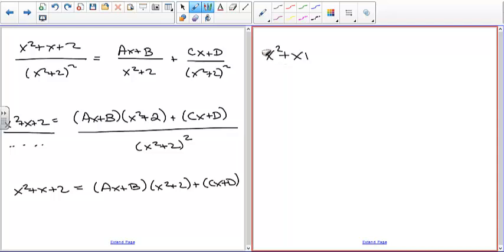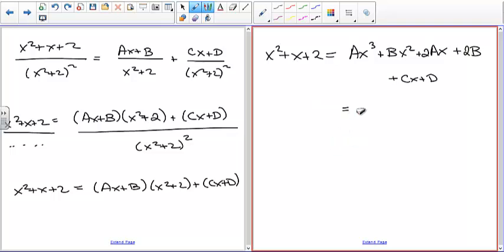So we're going to multiply this out using FOIL again. First is going to be ax cubed, so ax times x squared. Then I'm going to go ahead and do the inner, because that's a higher order, so you get bx squared. Outer is 2ax, and the last is 2b. We're going to add to that cx plus d.